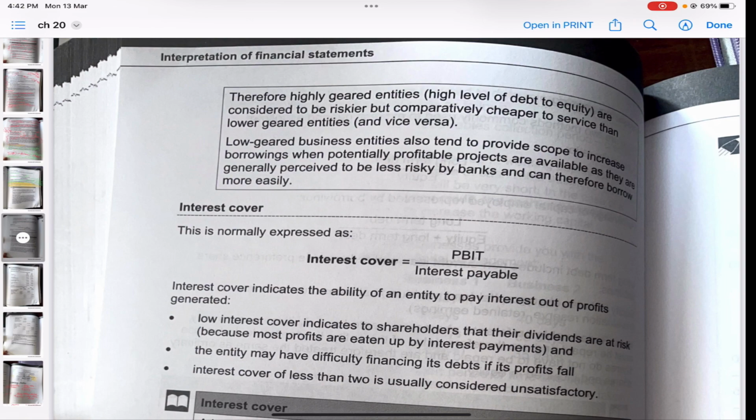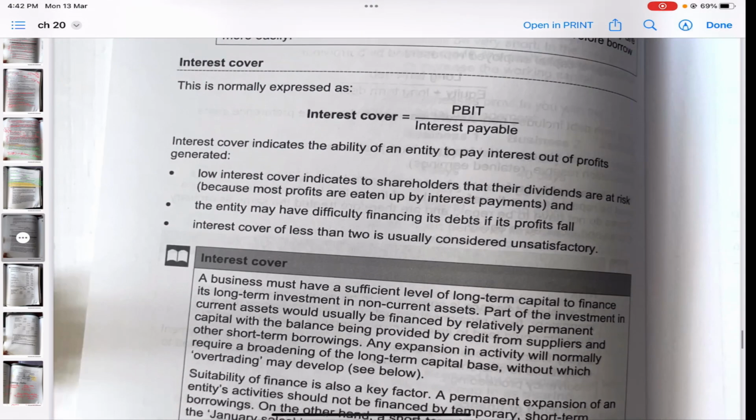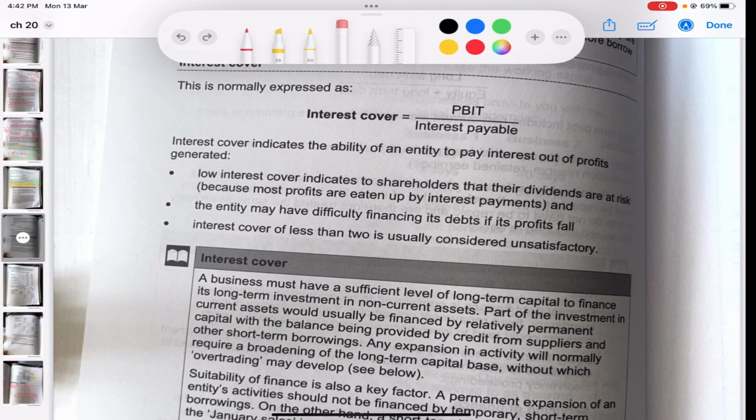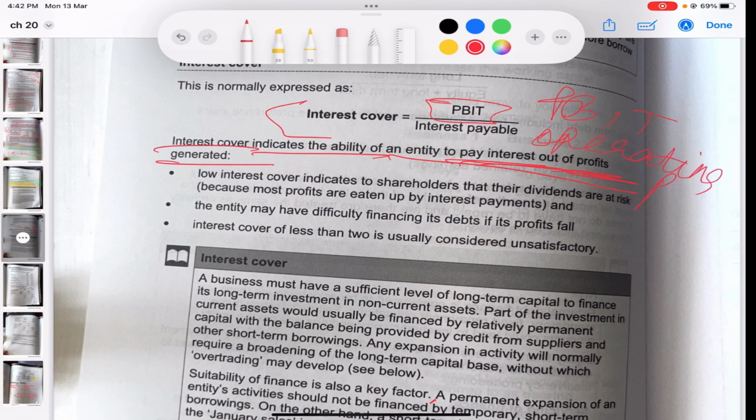It comes inside my position ratio, interest cover. What is interest cover? Interest cover indicates the ability of an entity to pay interest out of the profit. So it shows how able the company is to pay the interest. So what is the interest cover? Operating profit. PBIT is the operating profit. I hope you remember that by now. So PBIT upon interest payable will show you how much cover you really do have.